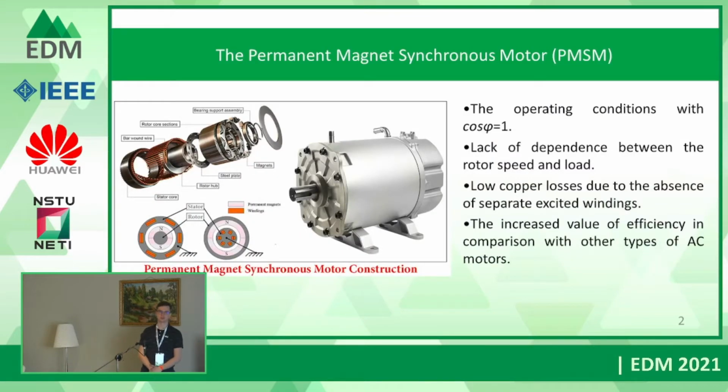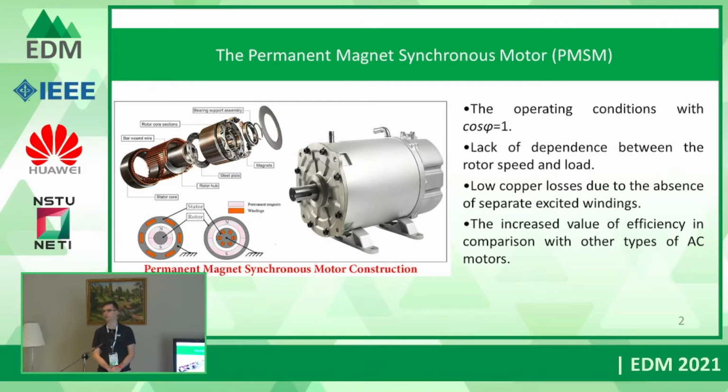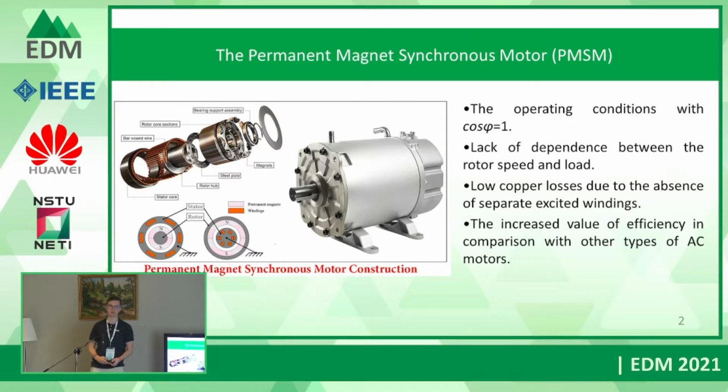I want to start with a brief overview of the controlled object. The permanent magnet synchronous motor is an alternating current motor whose inductor consists of permanent magnets. This type of motor has become extremely widespread in industry recently because of its advantages, such as operating with cos phi equal to 1, lack of dependence between the rotor speed and load, the increased efficiency in comparison with other types of alternating current drives, and so on.